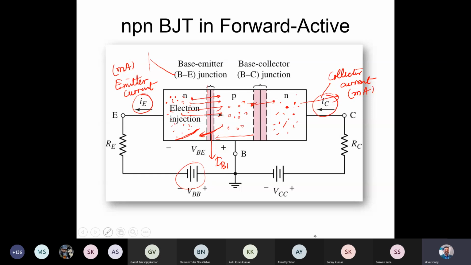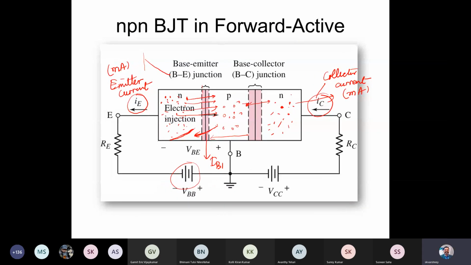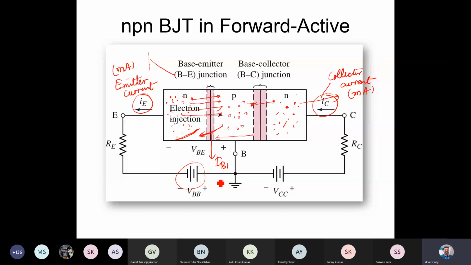And another component of current comes because some recombination is going on in the base region. So holes are being supplied, because it's a positive terminal. Holes are being supplied by the battery. Since holes are being supplied, that constitutes another component, which we call IB2.